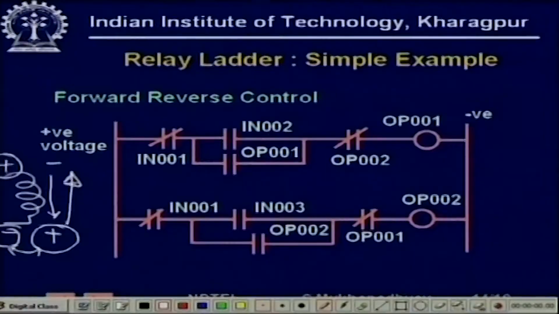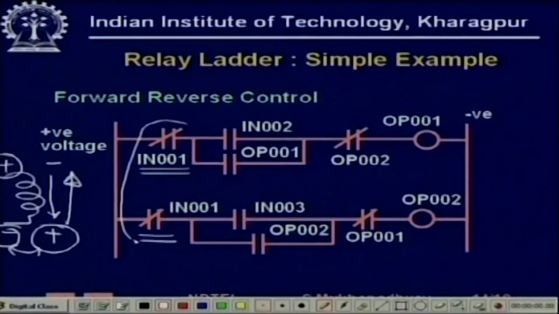You see that corresponding to each of these push buttons we have two contacts. Now, this IN001 is actually a master control switch. So nothing will happen, the motor will not rotate either this way or that way unless this switch is pressed. So this is like an emergency stop. This motor has three modes. It has a mode move forward, it has a mode move reverse and it has a mode stop. So this is actually a stop switch.